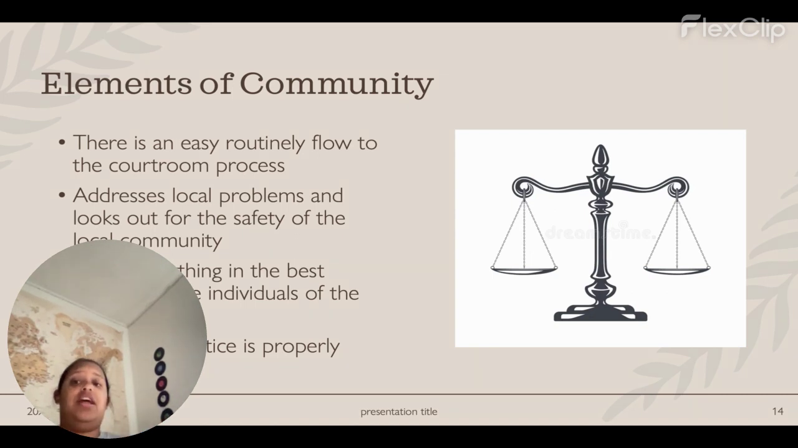Elements of community. There's an easy, routine flow to the courtroom process, it addresses local problems and looks out for the safety of the local community, does everything in the best interest of the individuals of the community, and just makes sure that justice is properly served.